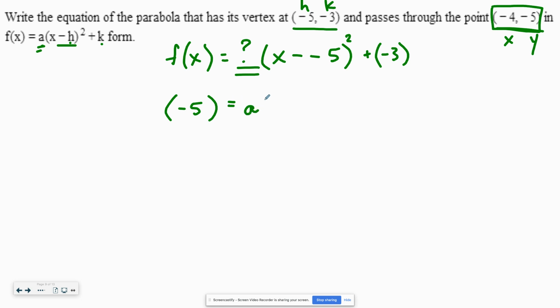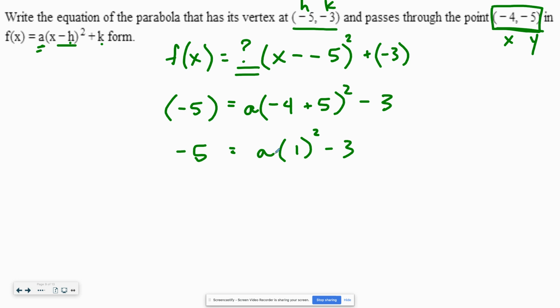And now I can bring in my variable a. x is -4. Minus a -5 is +5, right? Use that value of h, and then I have a -3 over here. So this just becomes an algebraic equation. I've got to make sure all my numbers are right. So -4 plus 5 is 1, quantity squared, -3. I'm solving for this term, right? Follow the inverse order of operations. Add this floating constant to both sides first. So we end up with 2 is equal to a.